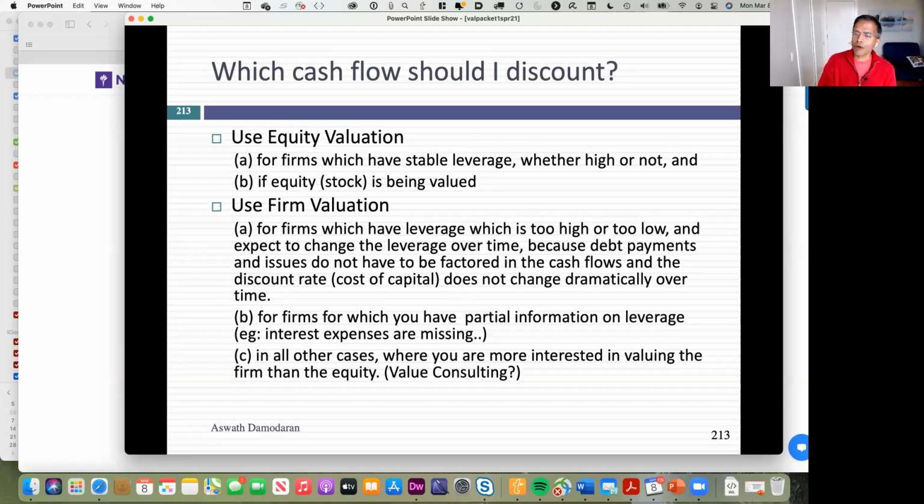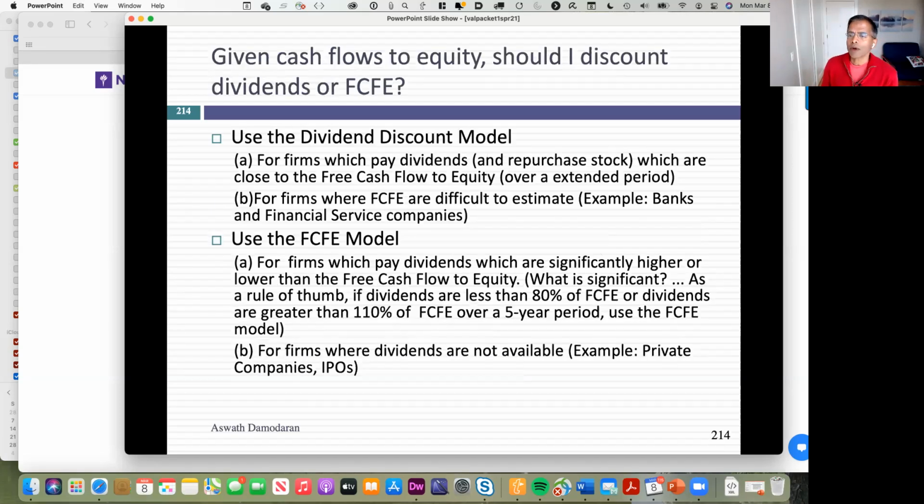So first fork in the road, cash flows to equity or cash flow to the firm. I'm going to take cash flow to the firm if leverage is unstable or I'm not sure. Second stop, you decide to go down the cash flow to equity route. You have two choices. You can discount dividends, which are the actual cash flows, or free cash flow to equity, which is potential dividends. Which one?